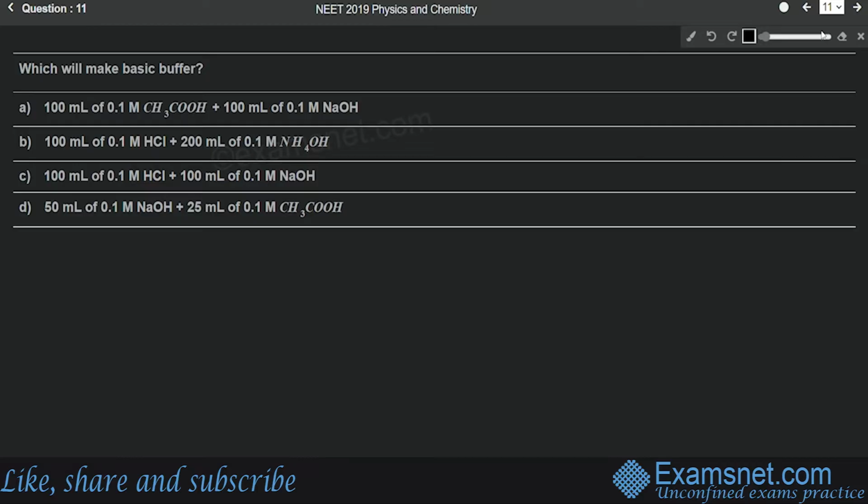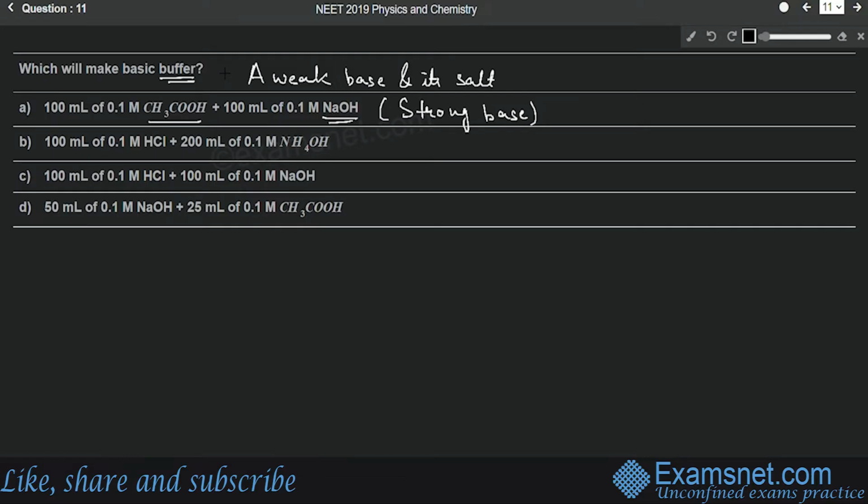Question number 11 is from the chapter Equilibrium, and the question is, which will make a basic buffer? So what does a basic buffer contain? It contains a weak base and its salt, right? Now let's have a look at the given options. In the first one, we can see that the acid is acetic acid and the base is sodium hydroxide. So we know that sodium hydroxide is a strong base. So this cannot make a basic buffer, because for that we need a weak base, not a strong base.